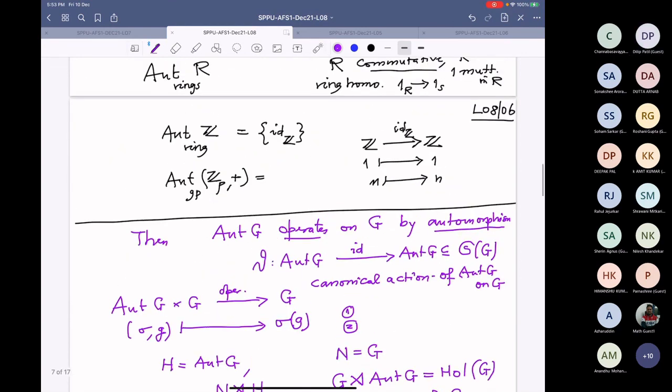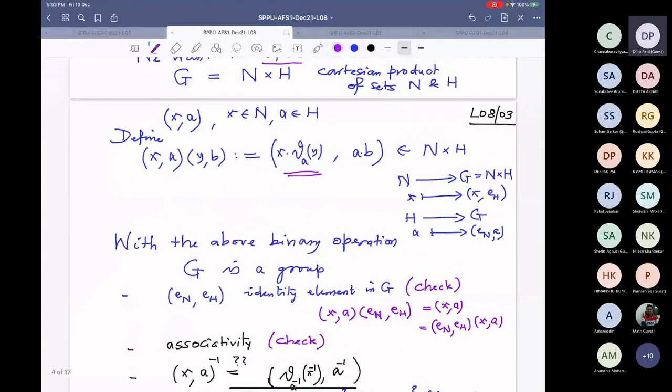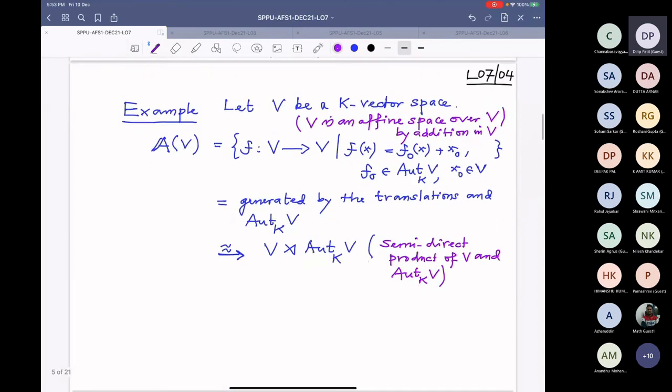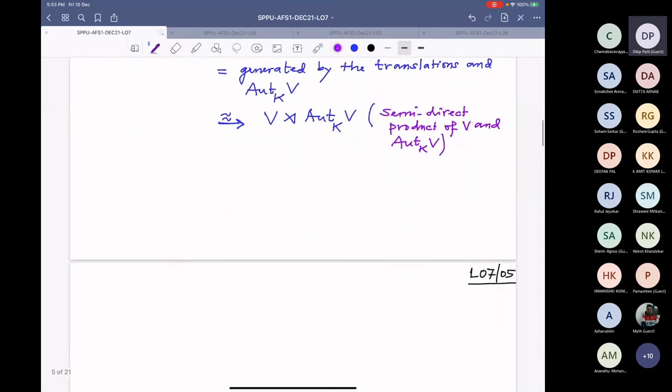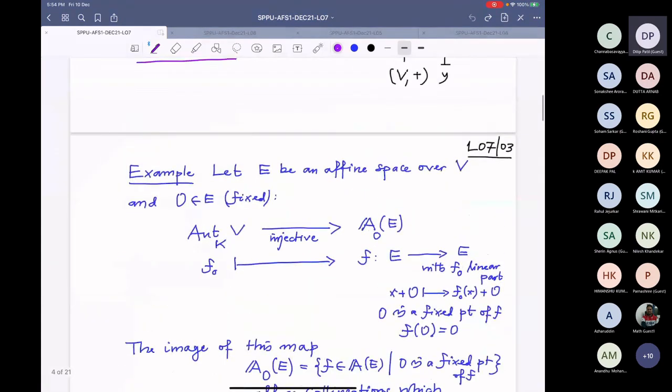Now we come back to our problem from the last lecture. Another example: if you take a vector space V and the K-linear automorphisms of V, that group also operates on V by automorphisms. Therefore, I can take the semi-direct product. That is the construction, and this semi-direct product is precisely what I want to prove is the affine group of V. That is the example we saw from here.